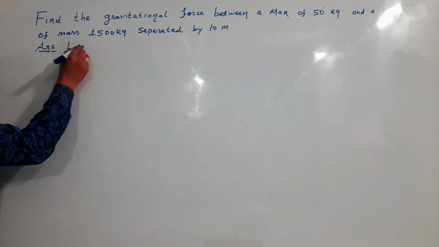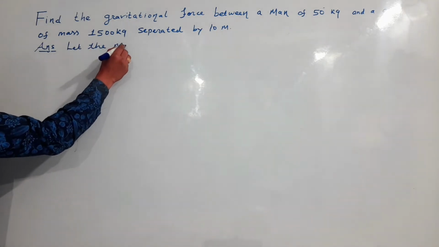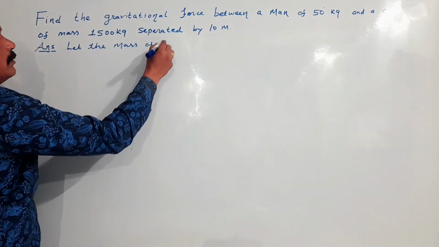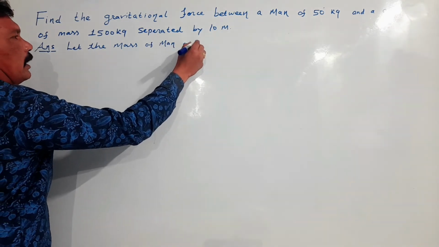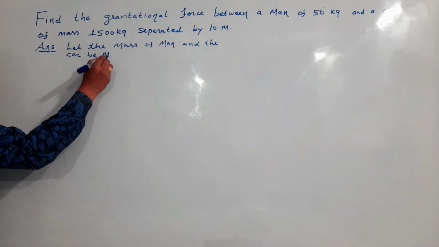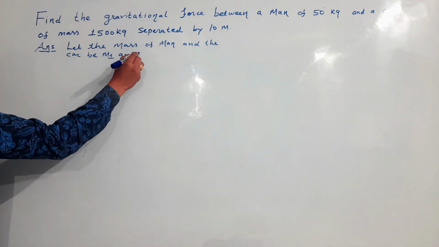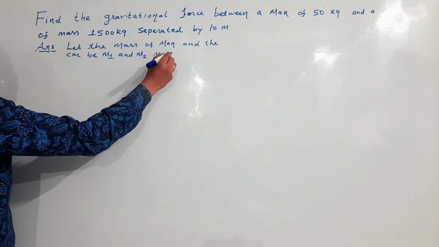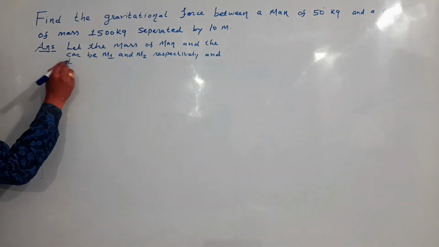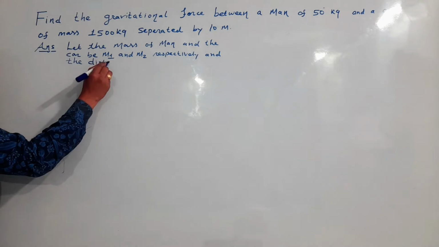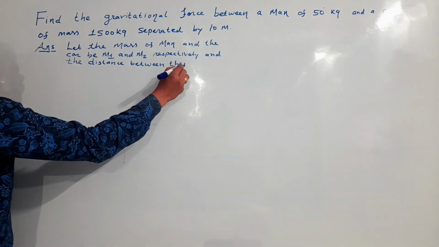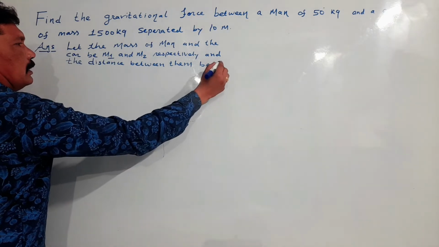So let the masses of man and the car be m1 and m2 respectively, and the distance between them be r.